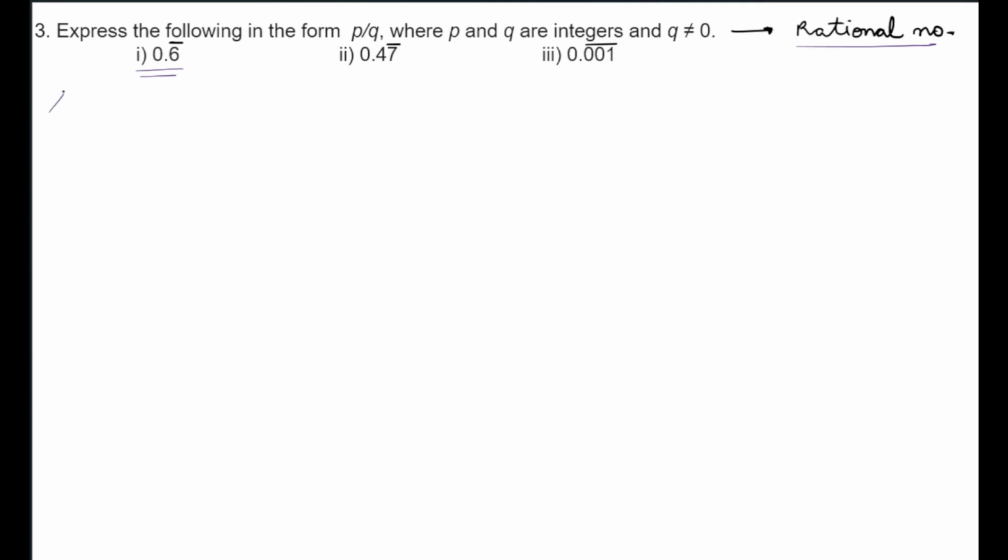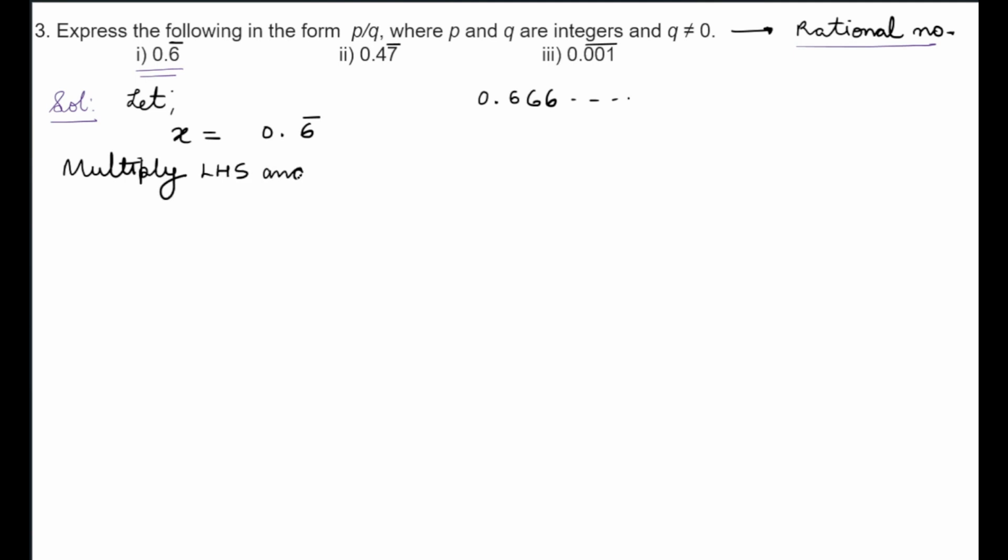For doing this, we follow a method where we say that let a variable x is equal to 0.6 bar. Now what does this 0.6 bar mean? It means we have 0.6, 6 and 6 continuously, right? Okay. Now we are going to multiply both LHS and RHS by 10. So we are going to multiply x with 10.